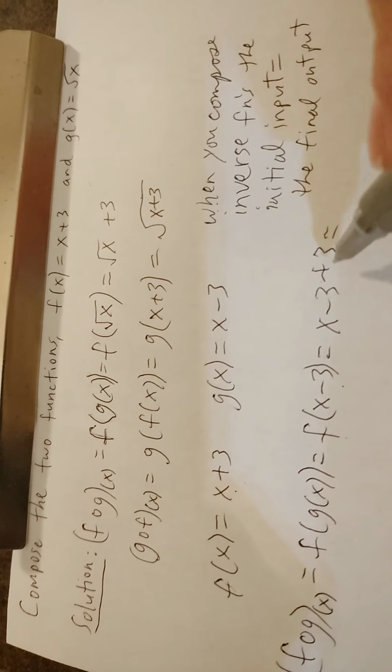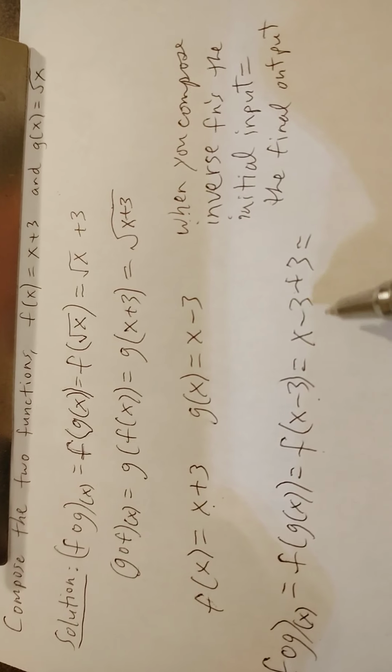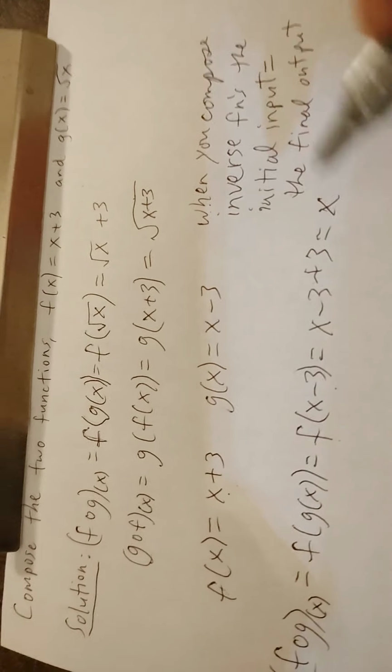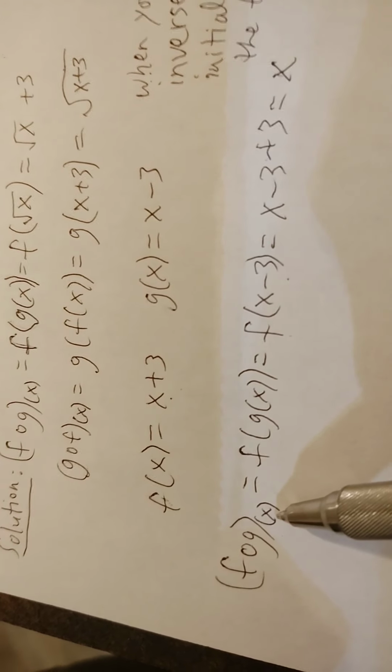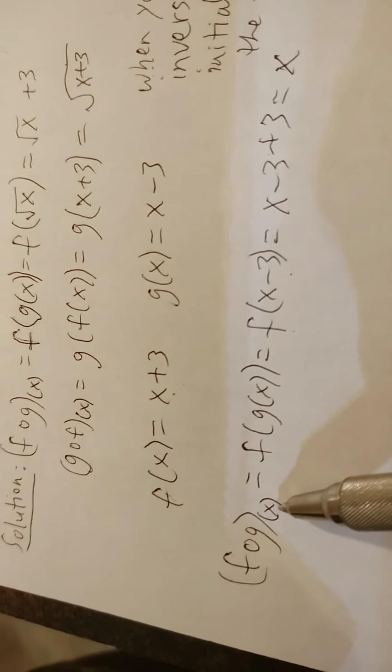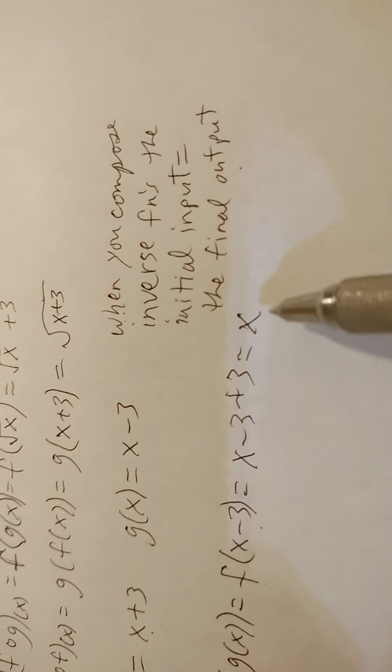And always simplify your answer if you can. And doesn't that just equal x? Isn't that the idea right here, didn't that hold true? Because if you look at f circle g of x, that x is the initial input, and doesn't that equal the final output? So that will always happen with inverse functions when you compose them.